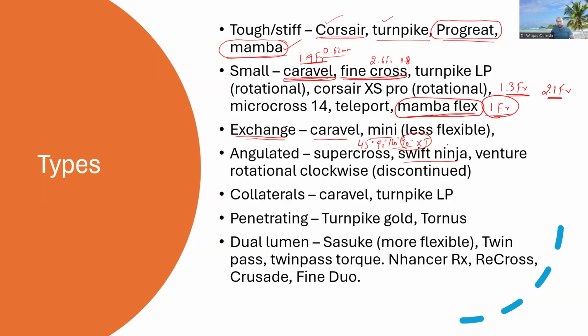There's also Swift Ninja. This one you can torque and turn up to 180 degrees. So it has very good torqueability, and then you can lock it in place. That's a good thing about this catheter. The Venture catheter keeps on coming and going.